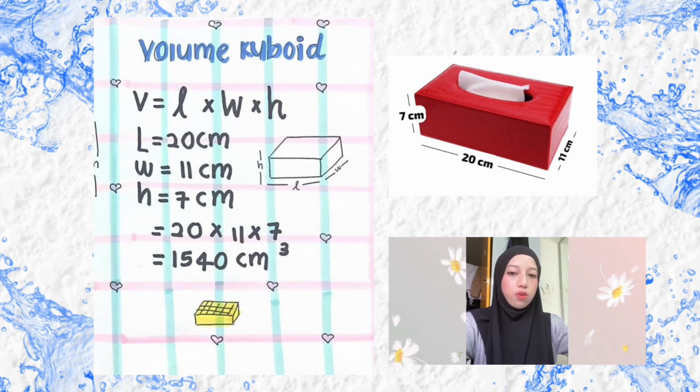To calculate the volume of the cuboid, the formula is V equals L multiply W multiply H, where L equals 20 cm, W equals 11 cm, height equals 7 cm. Then substitute the values into the formula, so the answer is 1540 centimeters cube.